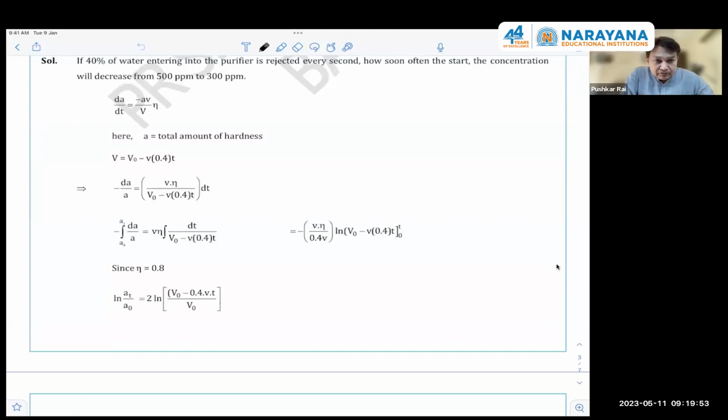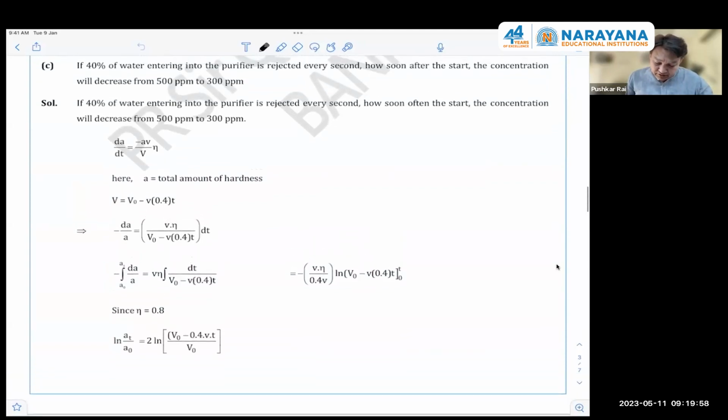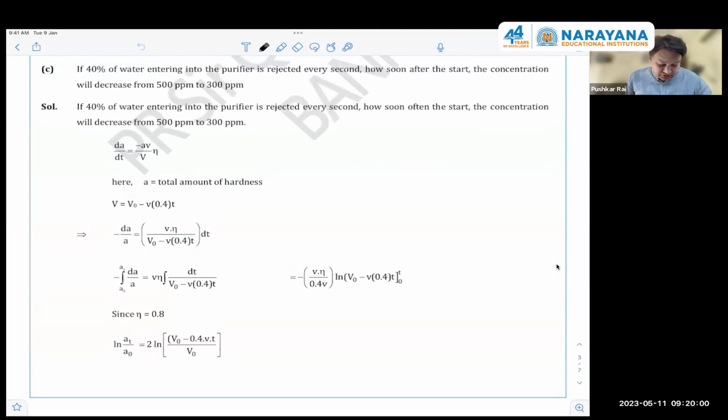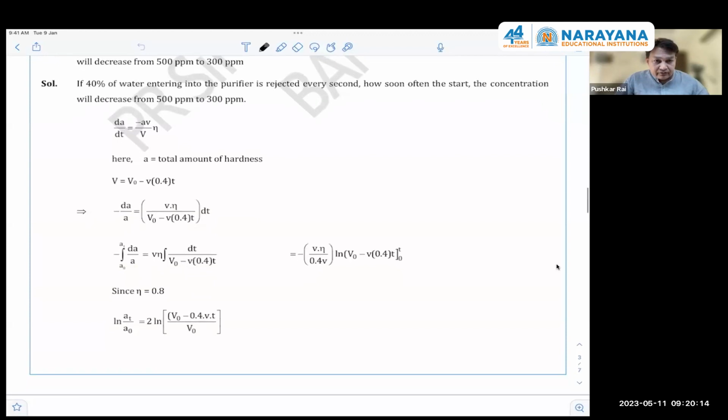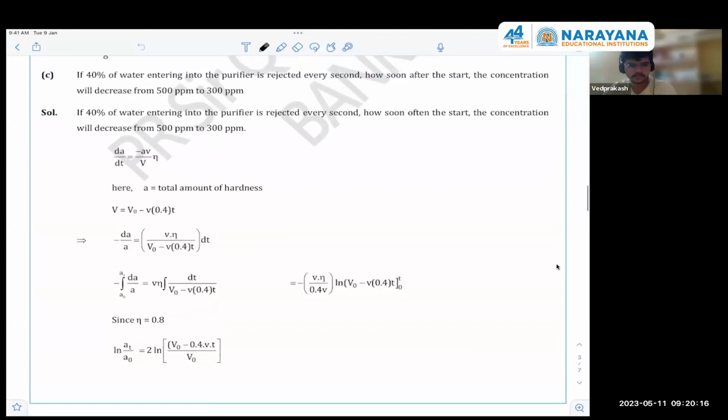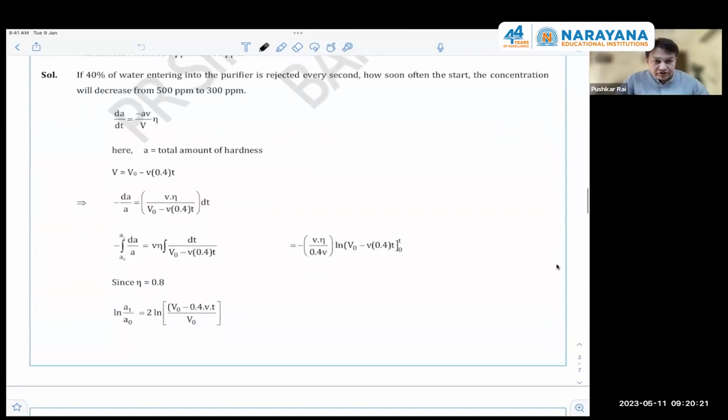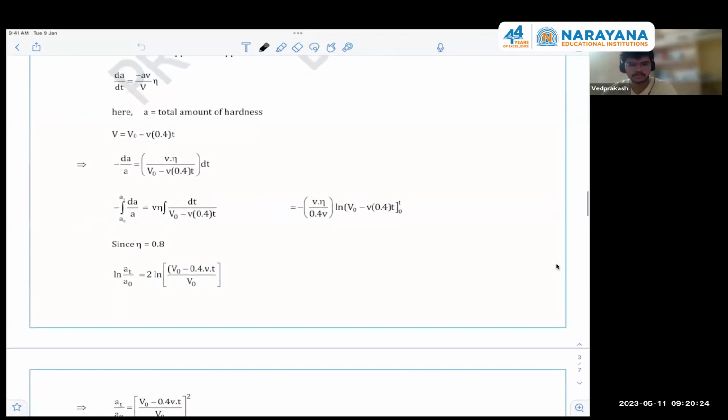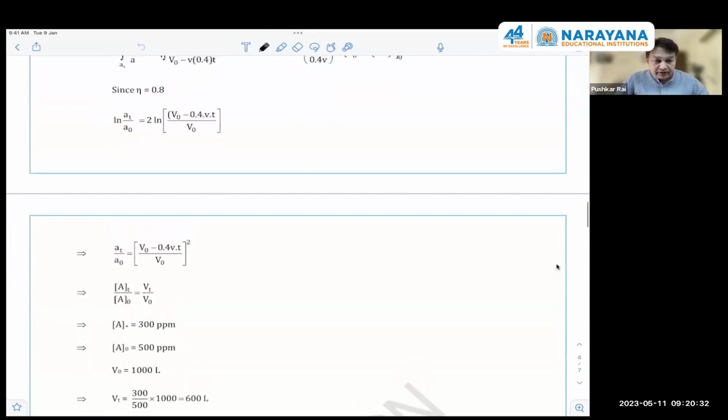See, I have solved this problem. This eta word is there for the efficiency. The purifier is removing 40% of water entering the purifier every second. How soon from the start will the concentration decrease from 500 to 300 ppm? Have you done it like this? Yes, sir. Can you find any mistake here? No, sir. So the situation will be like this.